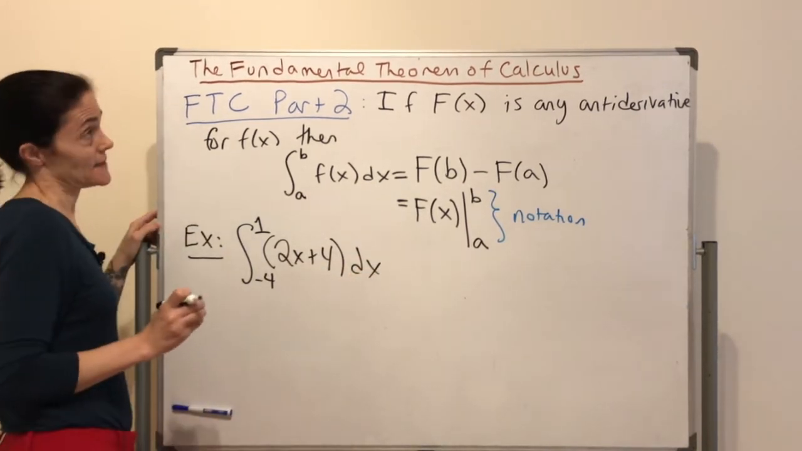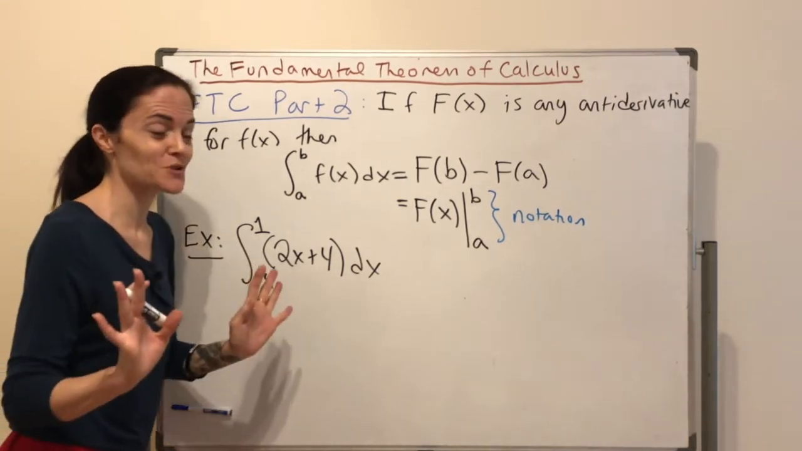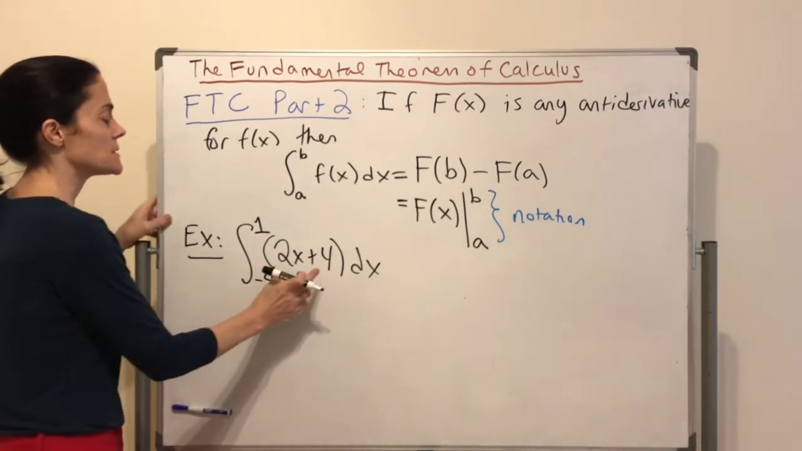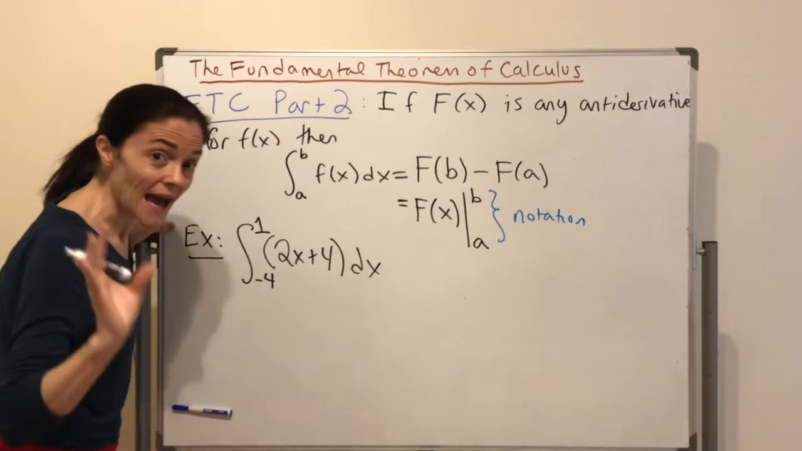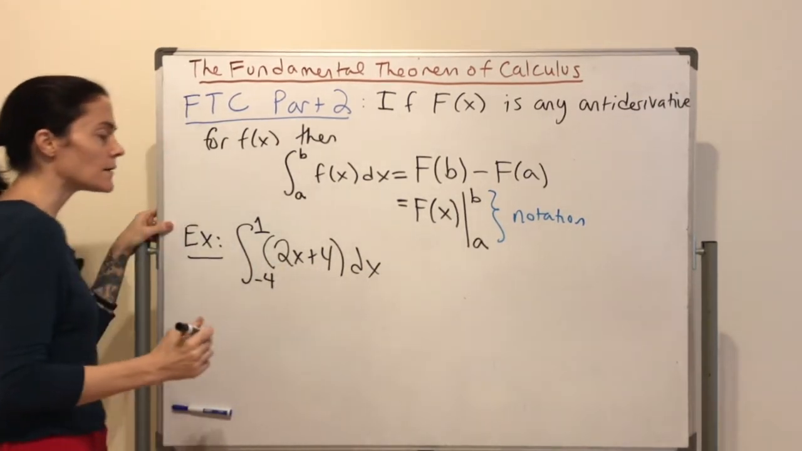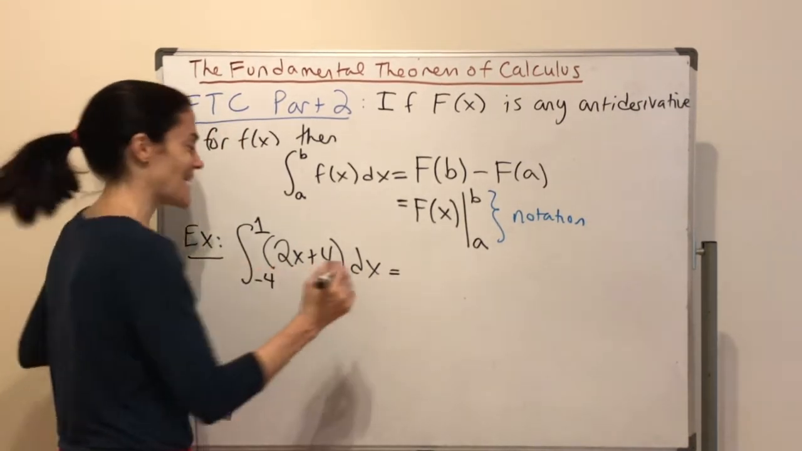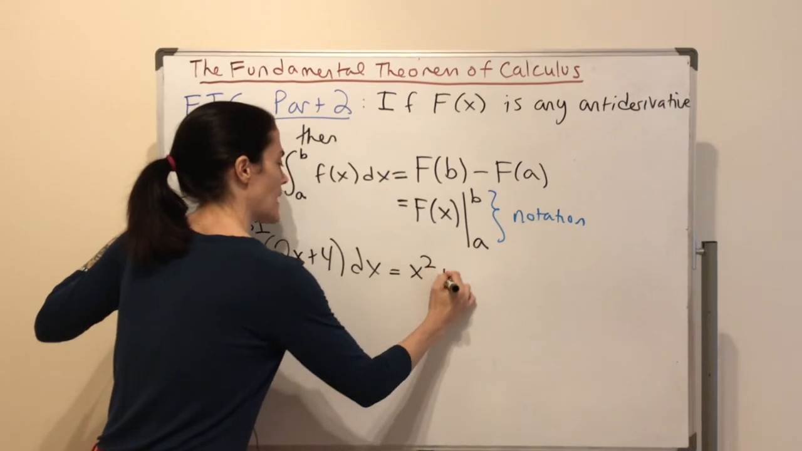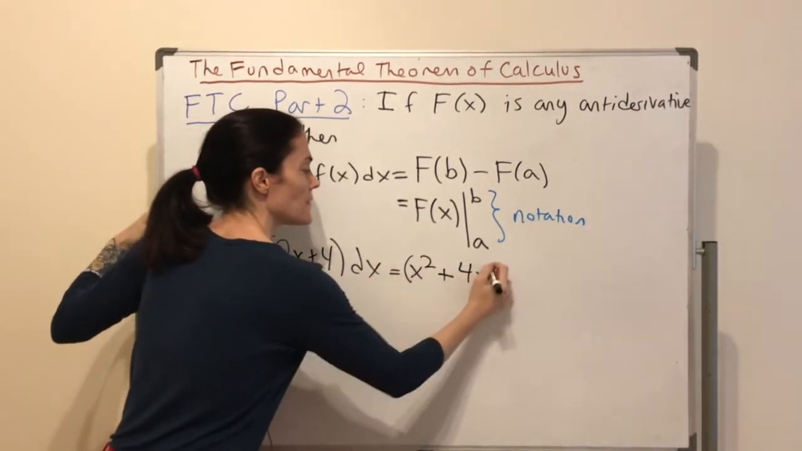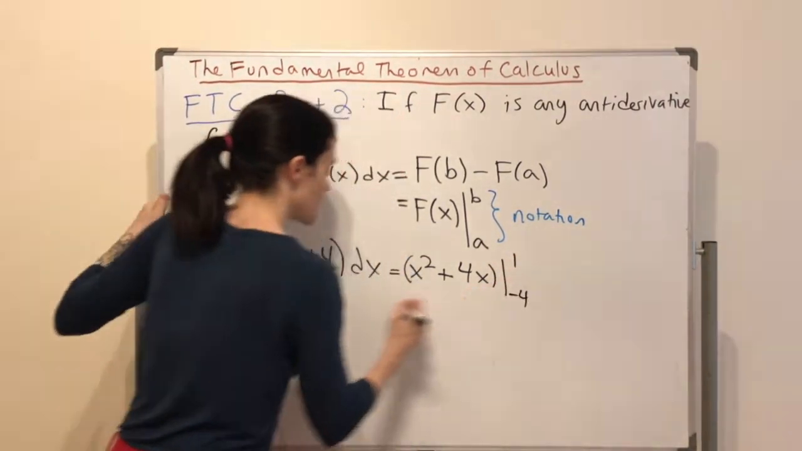We had this last time, which was we calculated areas of triangles and used signed area. But you see, using the Fundamental Theorem of Calculus, what's an antiderivative for this function? Well, we integrate 2x, we get x squared. And then we integrate 4, we get 4x. And then this is evaluated between minus 4 and 1, okay?